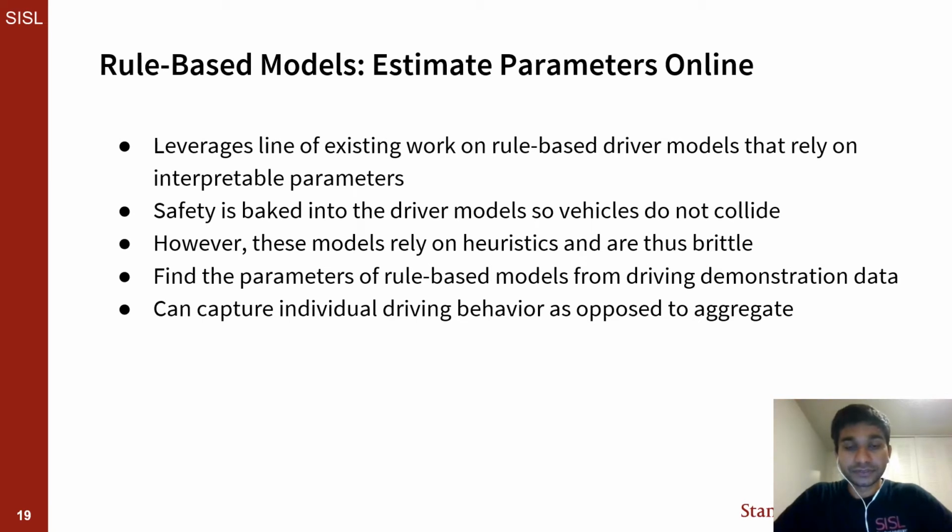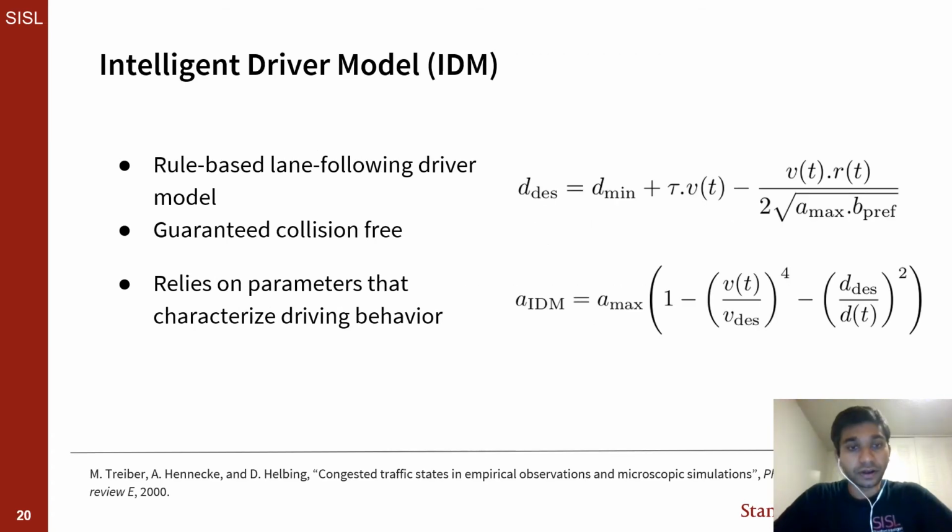In this part of the talk, I will present an approach where we learn the parameters of rule-based models from driving demonstration data. And this allows us to also capture individual driving behavior, as opposed to the aggregate behavior that was the case in the imitation learning based approach. The underlying rule-based model we'll use for this part of the work is the intelligent driver model, which is a guaranteed collision-free lane-following driver model that relies on parameters that govern the driving behavior.